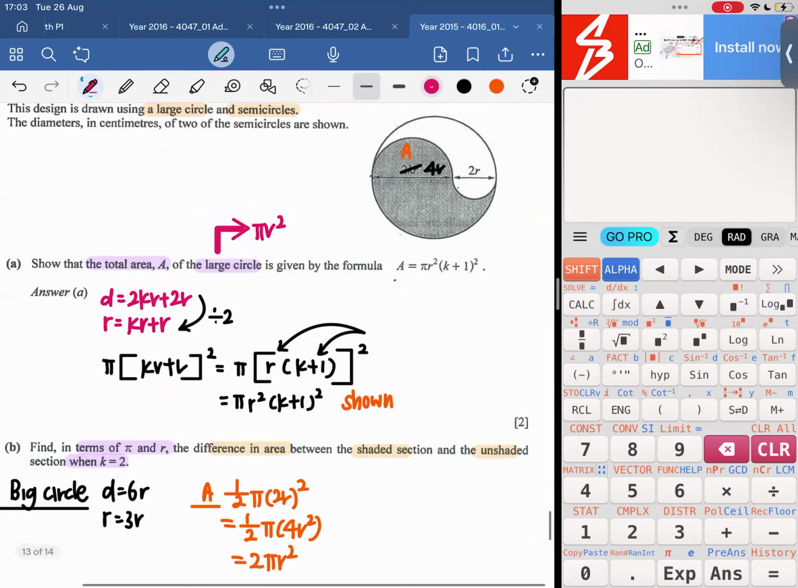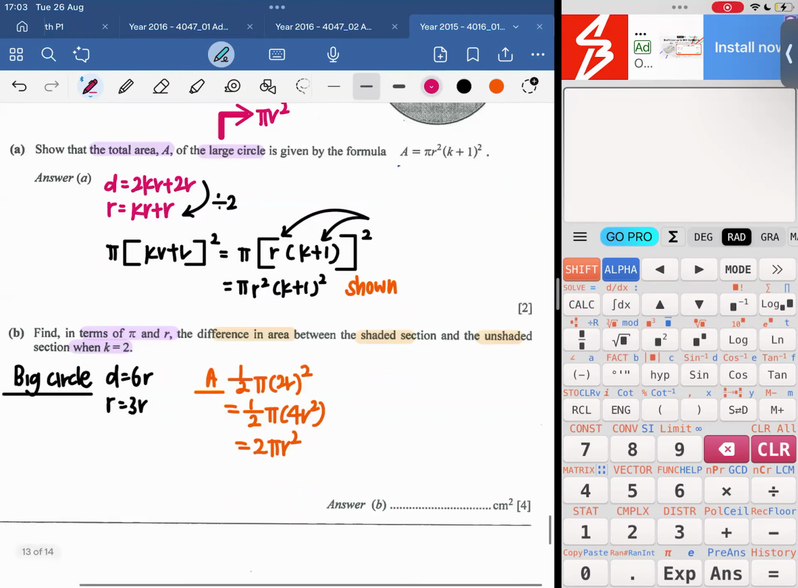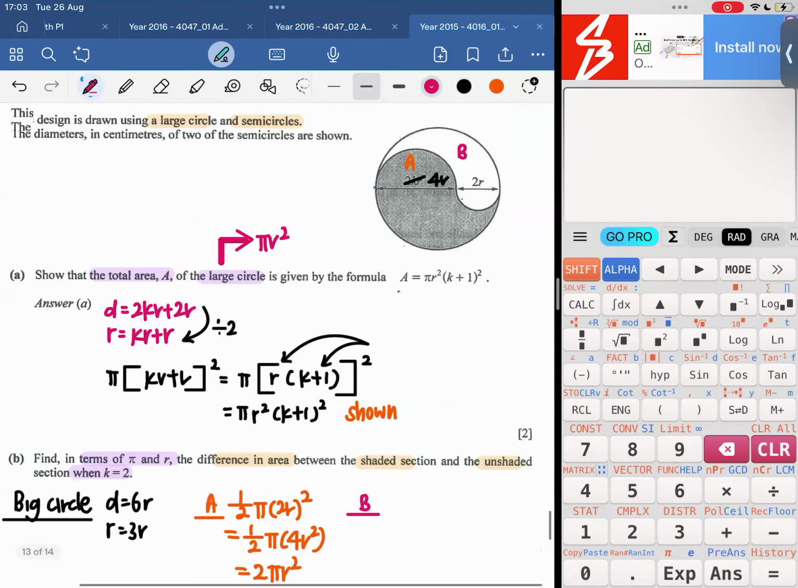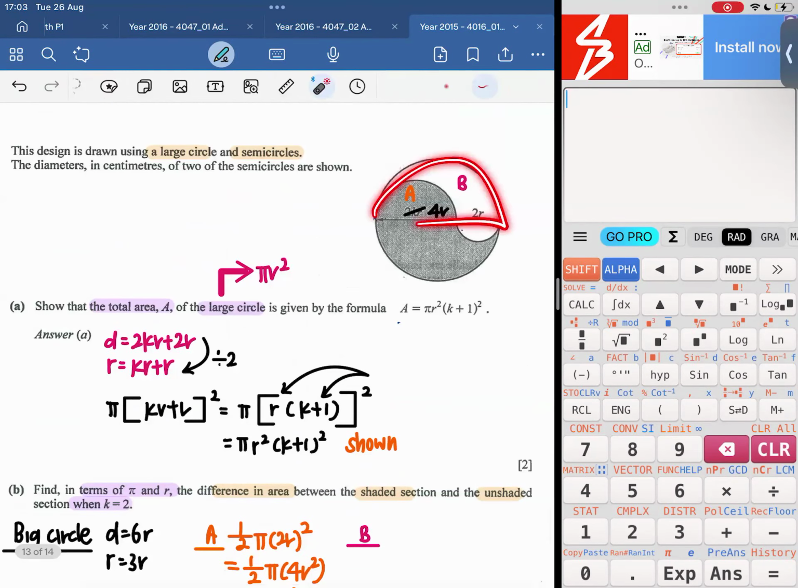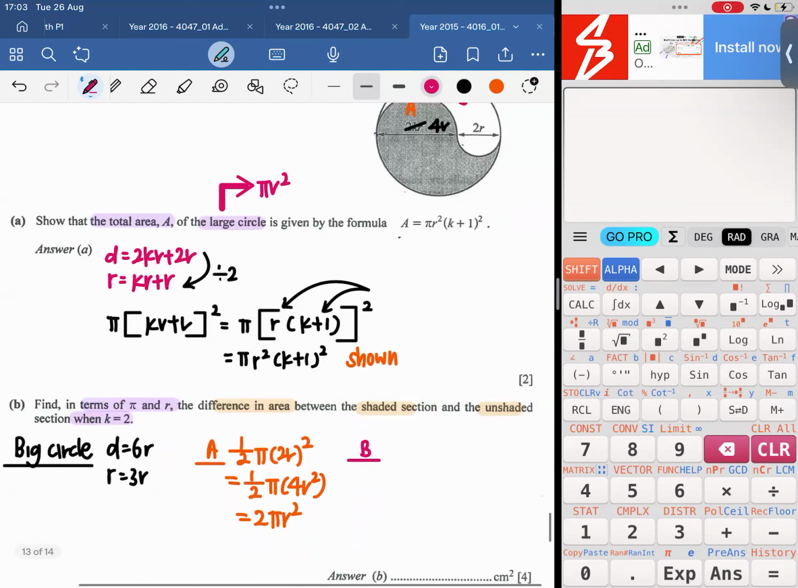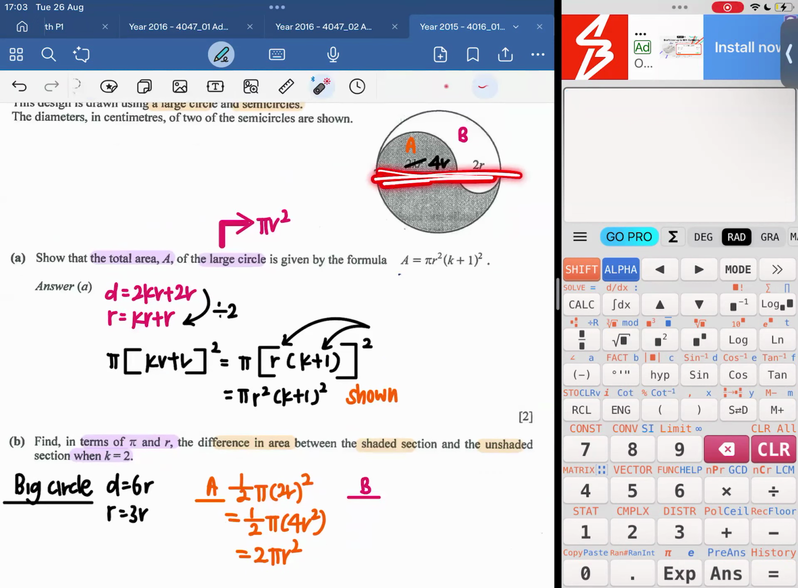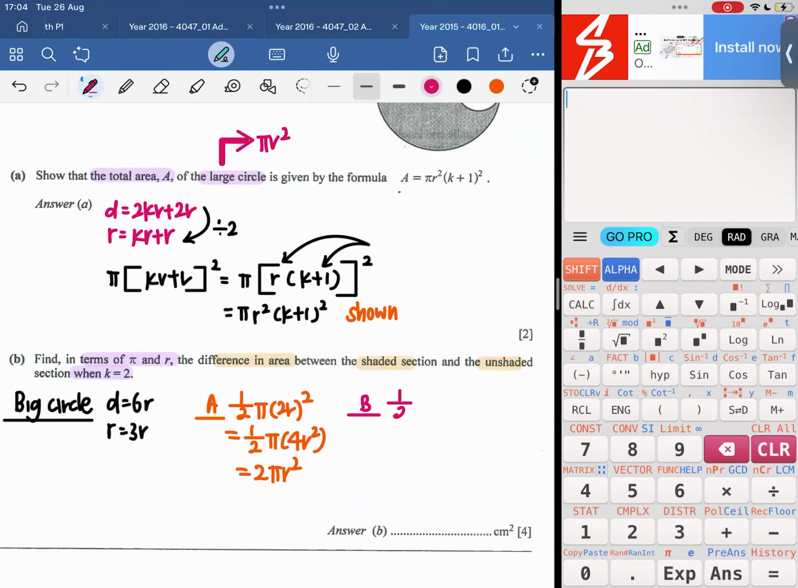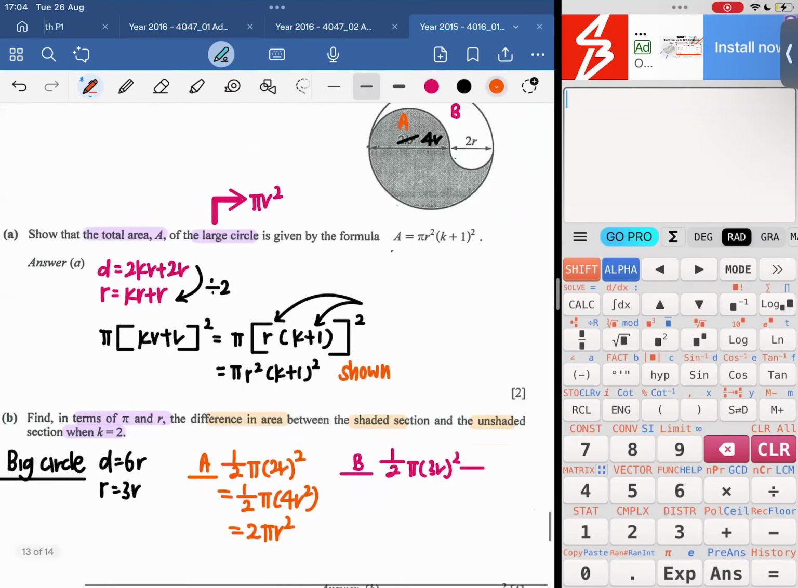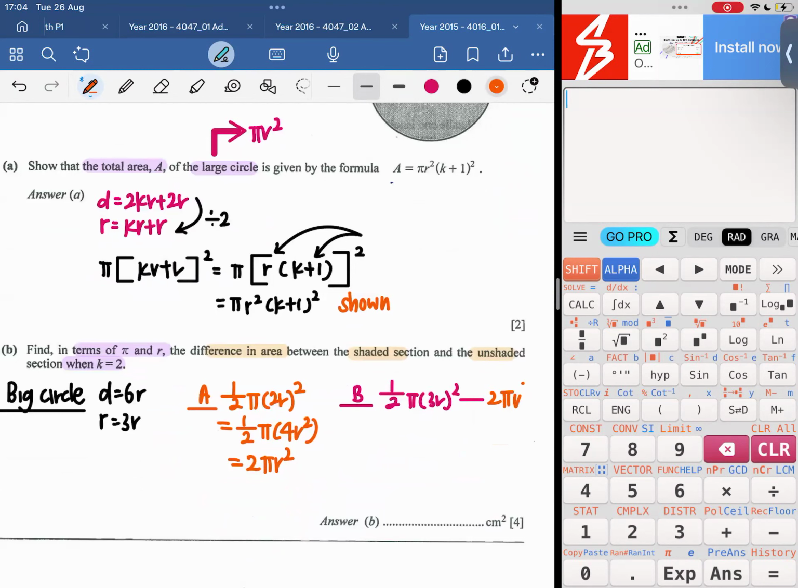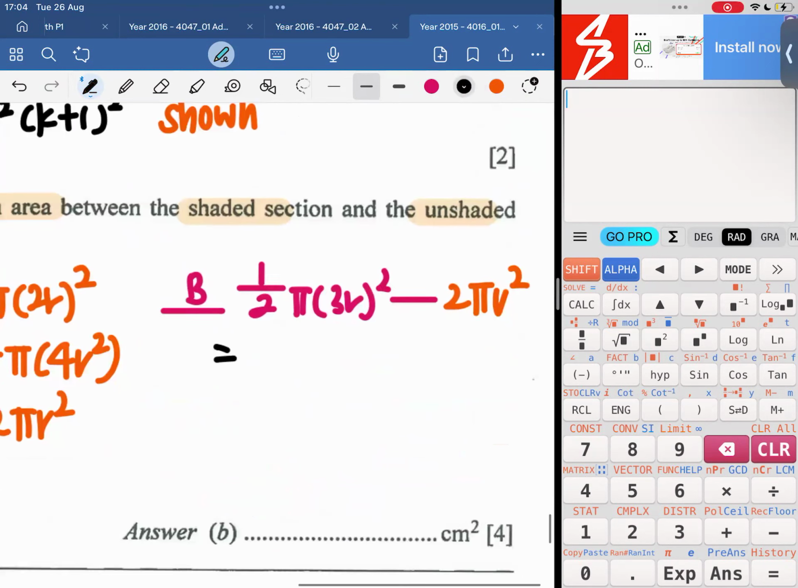In order to find B, can you see it's the semicircle minus away this one? The semicircle is the same diameter as the big circle, correct? So the radius is 3r. So we take the big semicircle, half pi r squared, minus away my orange one. My orange one is 2 pi r squared.